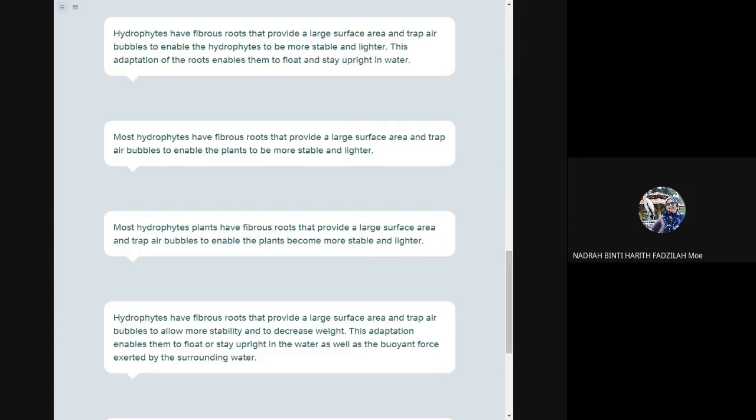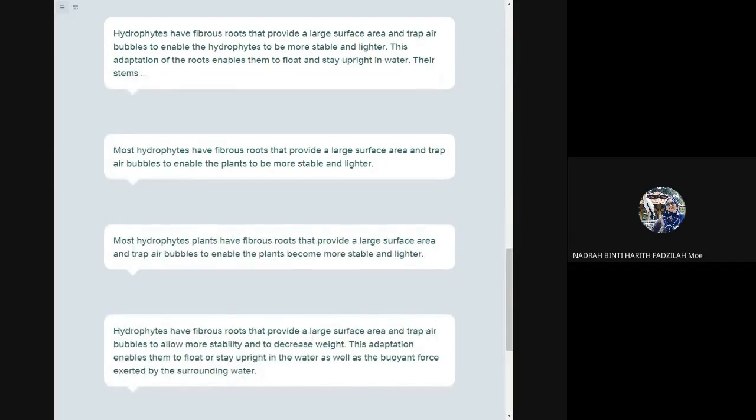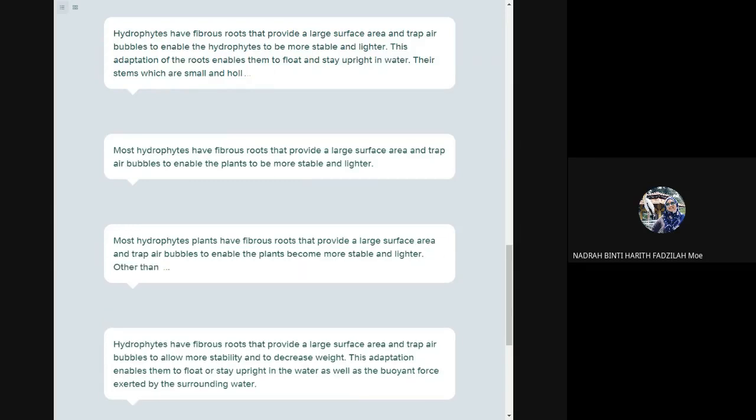Okay, sebab aquatic plants, especially submerged plants ni, dia sangat bergantung kepada oksigen yang dissolve in water. So in order to get dissolved oxygen, they must expose as much surface as they can to the surrounding water, kan? Okay, mari kita tengok untuk root pula ya, root. Okay.